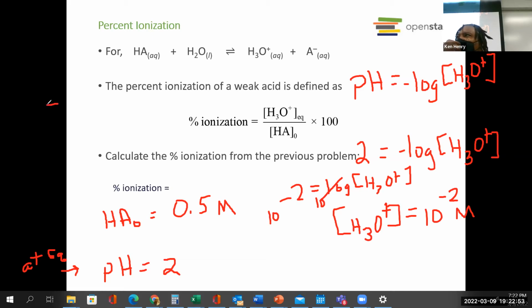Okay. 10 to the negative 2 divided by 0.5 times 100. Okay. Piece of cake, once you figured out what pH was, right? Don't forget.